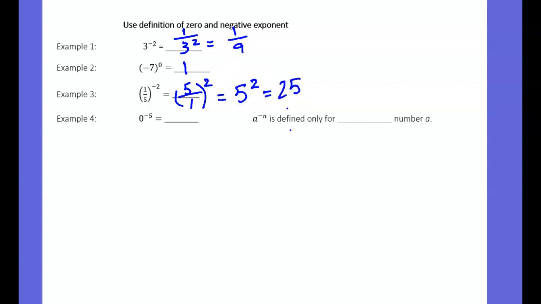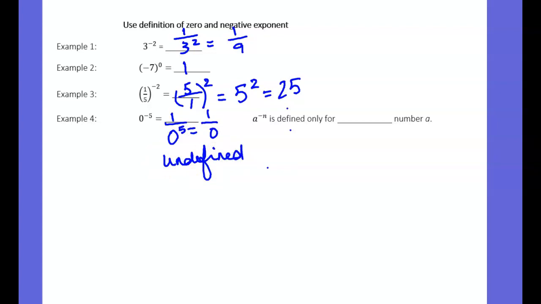0 to the negative 5 power, we cannot do that because it's undefined. It's like saying 1 over 0 to the 5th, and since we can't divide by 0, that's undefined.